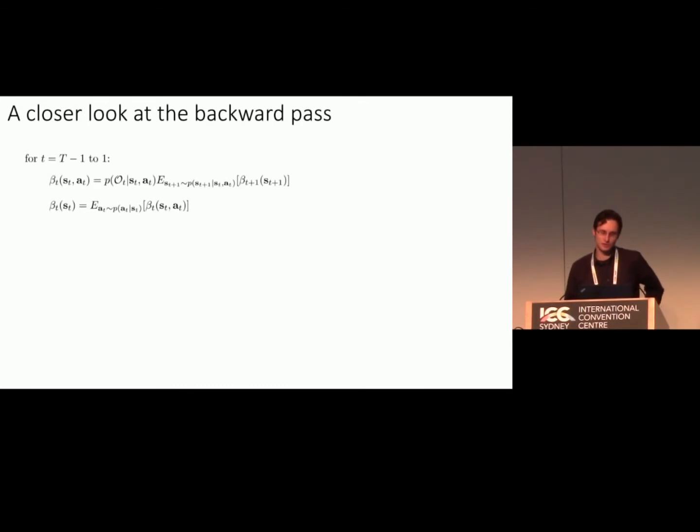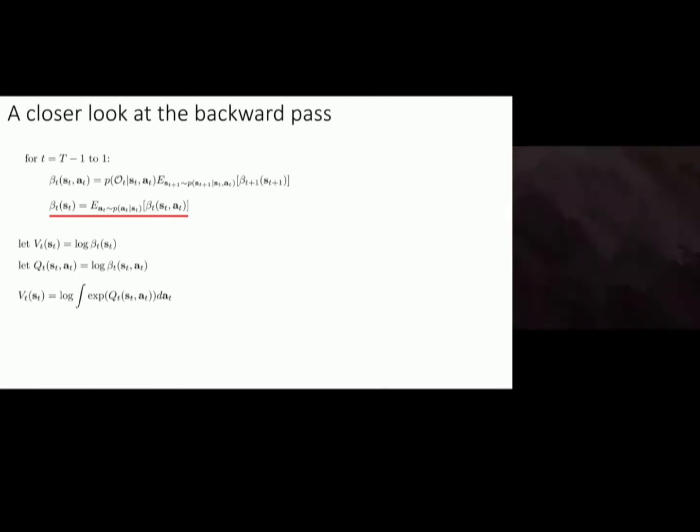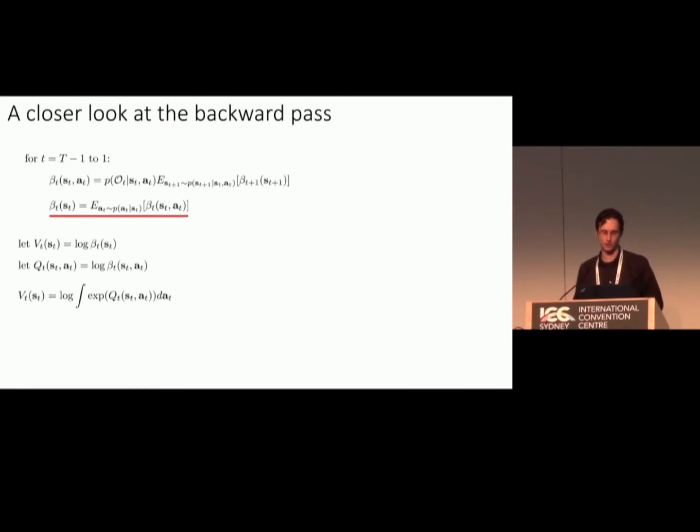But now let's take a closer look at this backward pass. There's something interesting going on here. Let's introduce a little bit of notation. Let's say that v of s is equal to log of beta s. And I'm intentionally using v because this is going to look a lot like a value function. And let's say that q of s comma a is equal to log of beta s comma a. Now, let's look at this operation where we compute the state backward message. If we do this in log space, that just amounts to saying that v of s is equal to the log of the integral of the exponential of q of s comma a. So I've just substituted v's and q's for log beta and log beta s comma a.